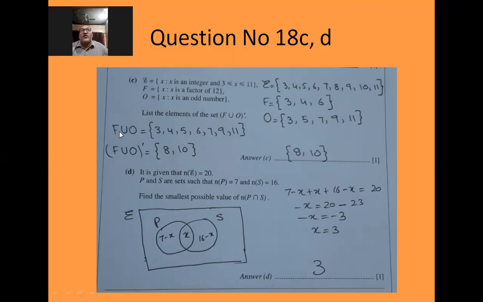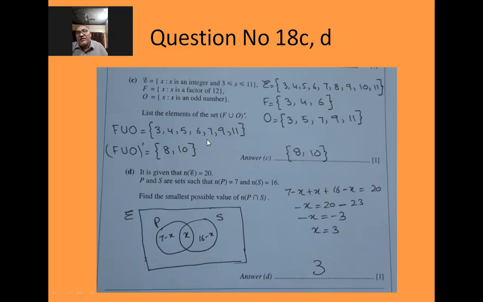So first of all, I will find F union O, meaning F and O together. But keep in mind that you will not repeat any member. So I will take the members in both F and O, but I will not repeat any member. So F union O will be 3, 4, 5, 6, 7, 9, and 11. Then you have to find the F union O whole complement.